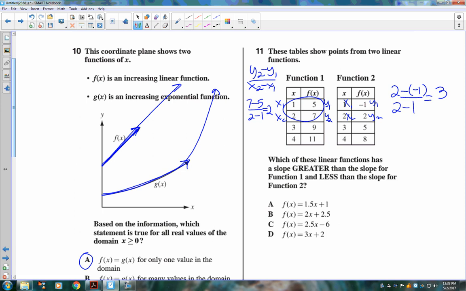Which of these functions has a slope greater than the slope for function 1? So I want something greater than 2 and less than the slope for function 2, so less than 3. All right, the slope here is 1.5. That's not greater than 2. The slope for B is 2. That's not greater than 2. 2.5 is greater than 2, and it's less than 3. So we were looking at the slopes of each of those. So C is your correct answer.